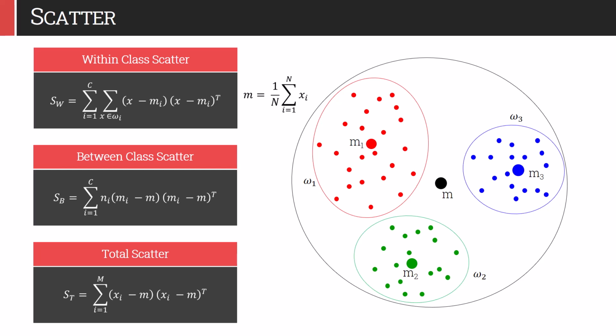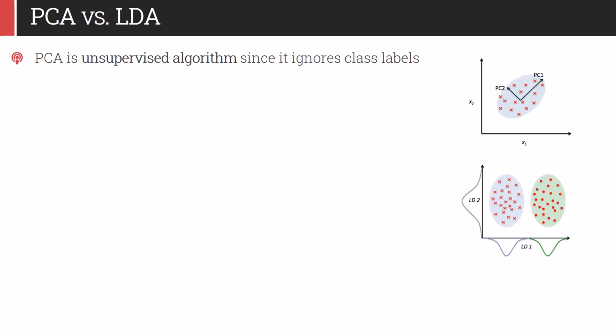And the total scatter is given by the addition of these two, or you can rewrite the formula this way: sum over i equal to 1 to capital M of xi minus m into xi minus m transpose. So now we are computing the scatter of each point with respect to the global mean. This minus this square, plus this minus this square, plus this minus this square. We'll do it for all red, all green, all blue. When we do it for the entire dataset, we will get the total scatter, or you can add SW plus SB and you will have the total scatter.